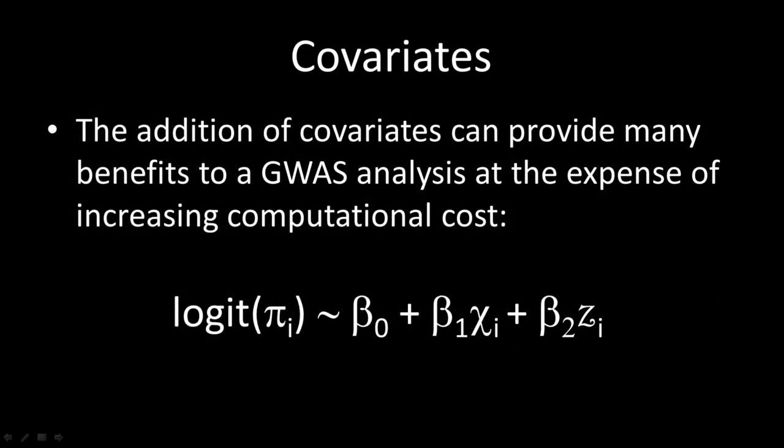The addition of covariates can provide many benefits to a GWAS analysis at the expense of increased computational costs. The following model describes the implementation of a GWAS logistic regression with the covariate Z included.